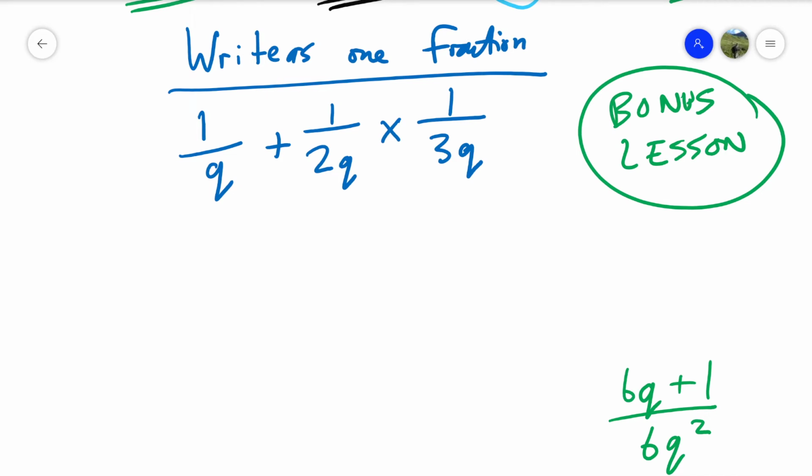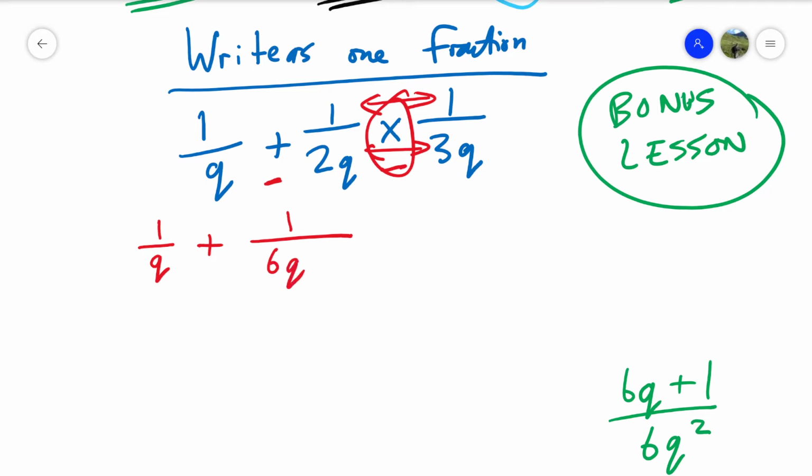I've got 3 things. I've been told to write it as one fraction, which basically means simplify as one fraction. So I just need to start combining things. Do we do the plus or the times first? We of course do the times first because of BIDMAS, the order of operations. And how do we multiply fractions? Well, that's easy. We just times the tops and the bottoms. So we're going to have 1 over q plus 1 times 1 is 1, 2q times 3q makes 6q squared. Okay? Looking good so far.